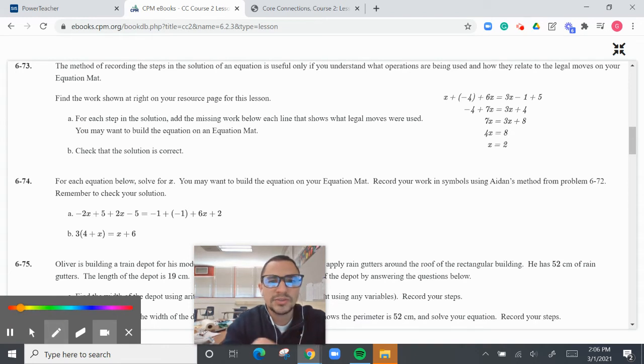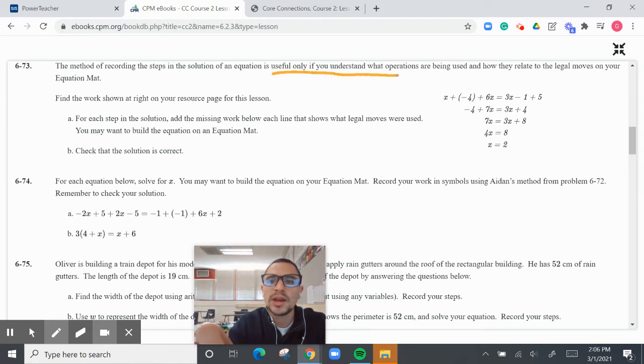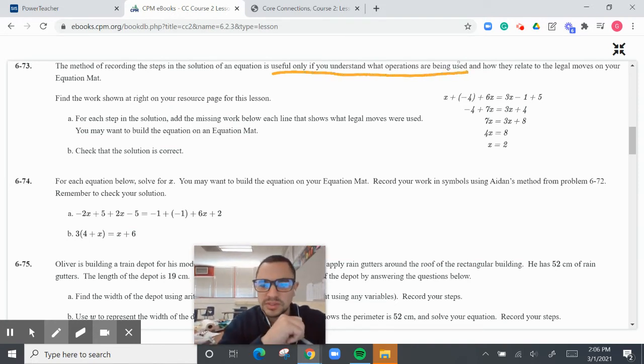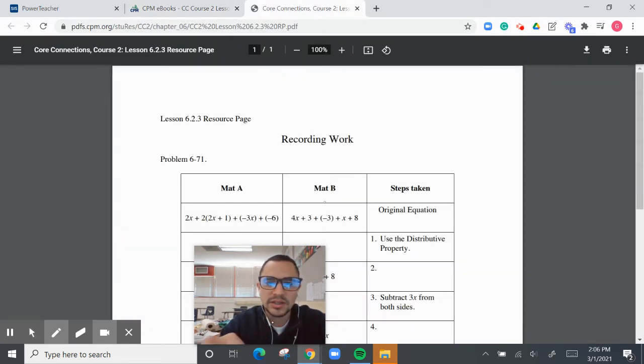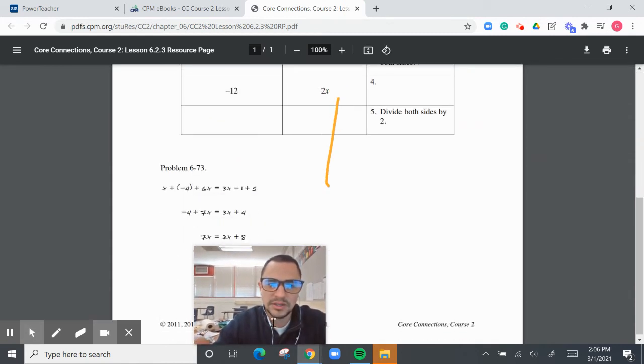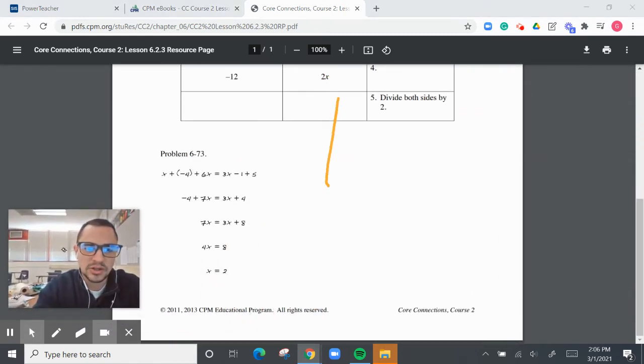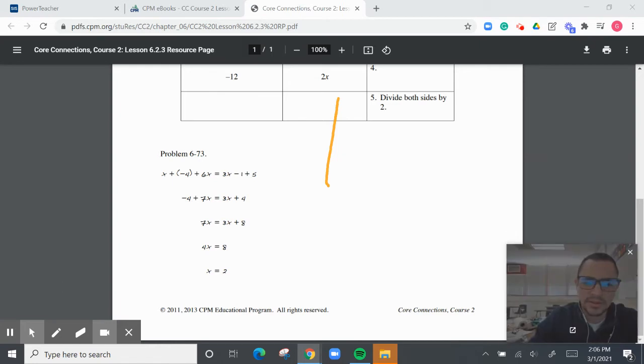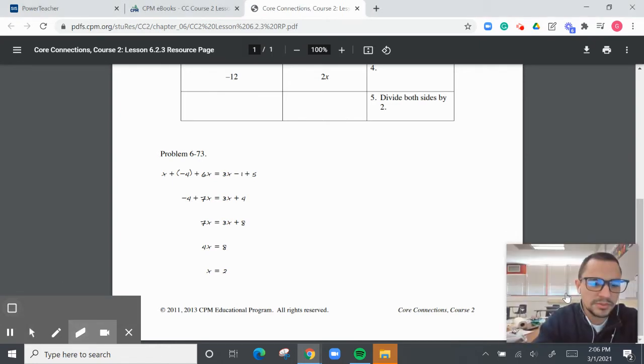So 6-73 says, the method of recording steps in the solution of an equation is useful only if you understand what operations are being used. So only if you understand what operation is being used for your equation, Matt. So it says, find the work shown at the right on your resource page. That's right here. Let me go ahead and go to the mouse. There we go. Right here. I'll put this on the right side. Let's go ahead and erase this board.